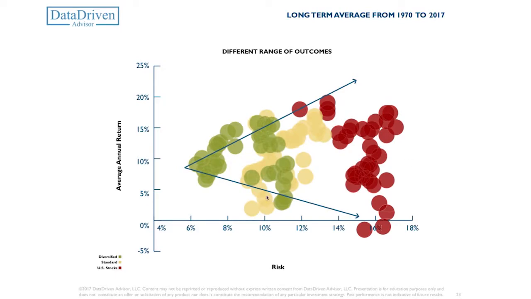And this is my favorite chart. I believe we can use this chart today to determine what's going to happen going forward. And the question is, do we want to embrace U.S. stocks going forward and go for one of these red dots? Do we want to embrace the standard 70-30 portfolio and go for one of the yellow dots? Or do we want to embrace global diversification and go for one of the green dots?